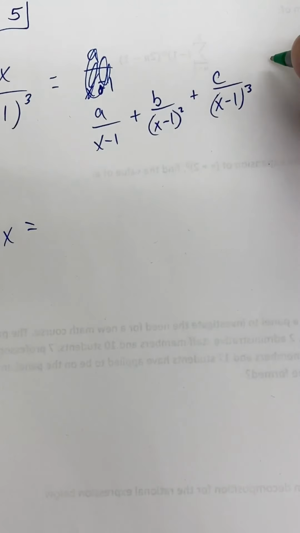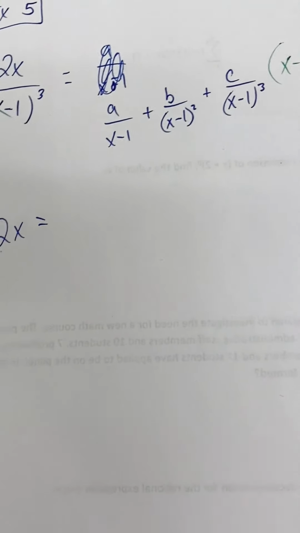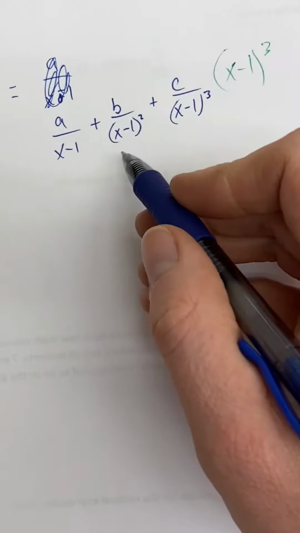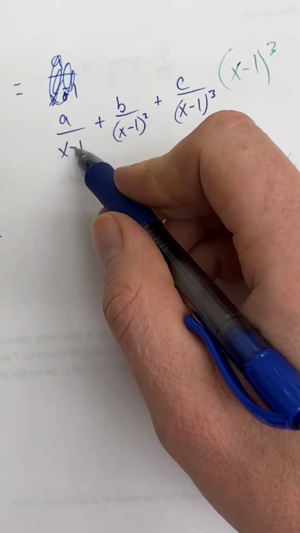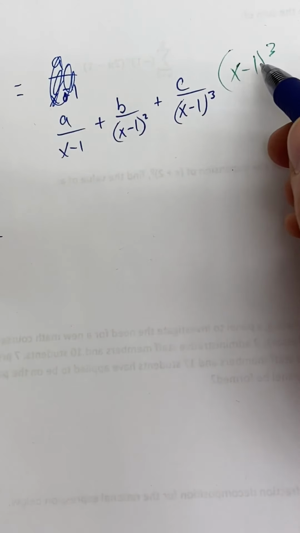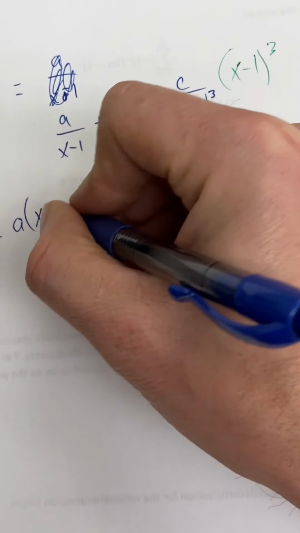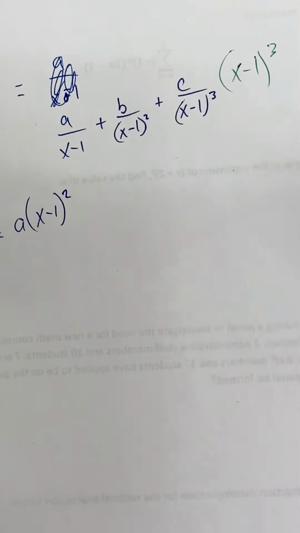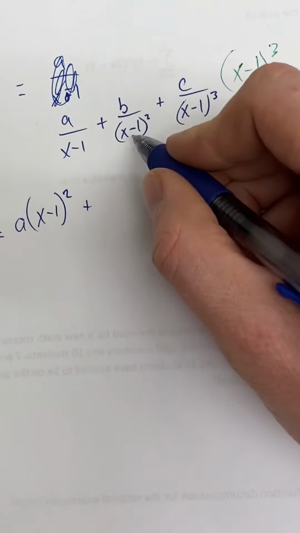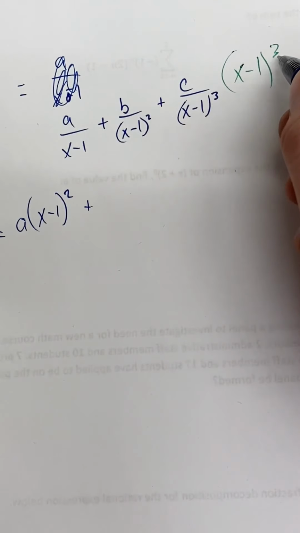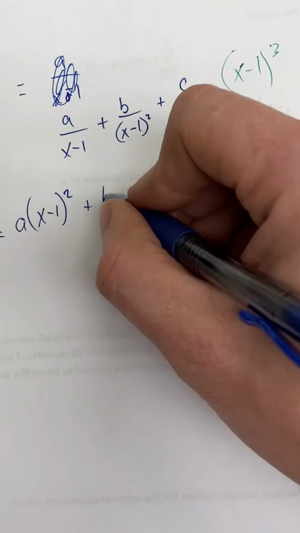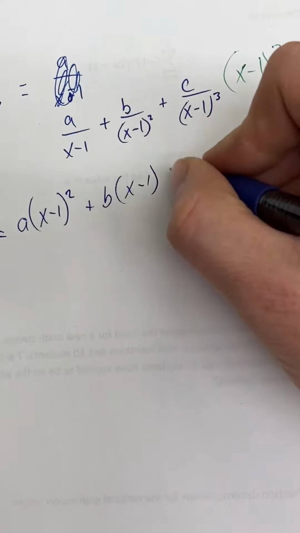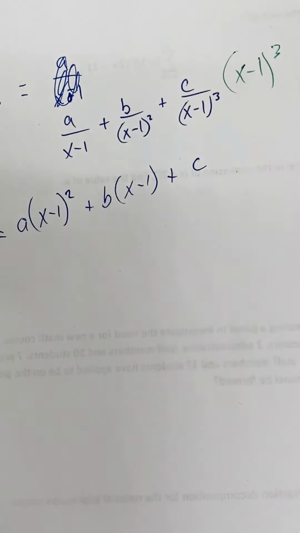And on this side, I'm just going to write it like that, because if I multiply a over x minus 1 times that, one of those goes away. So a times x minus 1 squared, and I'll work that out in a second. X minus 1 squared, x minus 1 cubed, two of those cancel out. So b times x minus 1. And they all go away here, so it's just c.